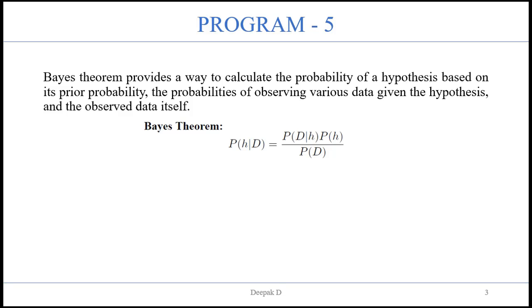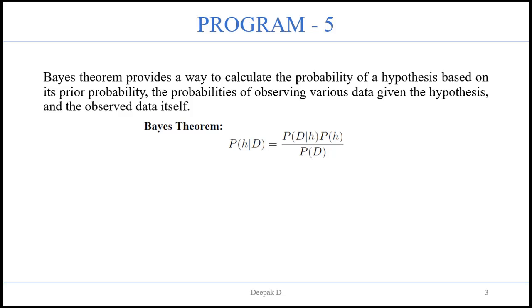Why do we need to study Bayesian learning with respect to machine learning? There are two different reasons. One is that Bayesian learning algorithms that calculate explicit probabilities for hypotheses, such as the Naïve Bayes classifier, are among the most practical approaches to certain types of learning problems. The second reason is that they provide a useful perspective for understanding many learning algorithms that do not explicitly manipulate probabilities. So these are the two reasons why we need Bayesian learning methods in machine learning.